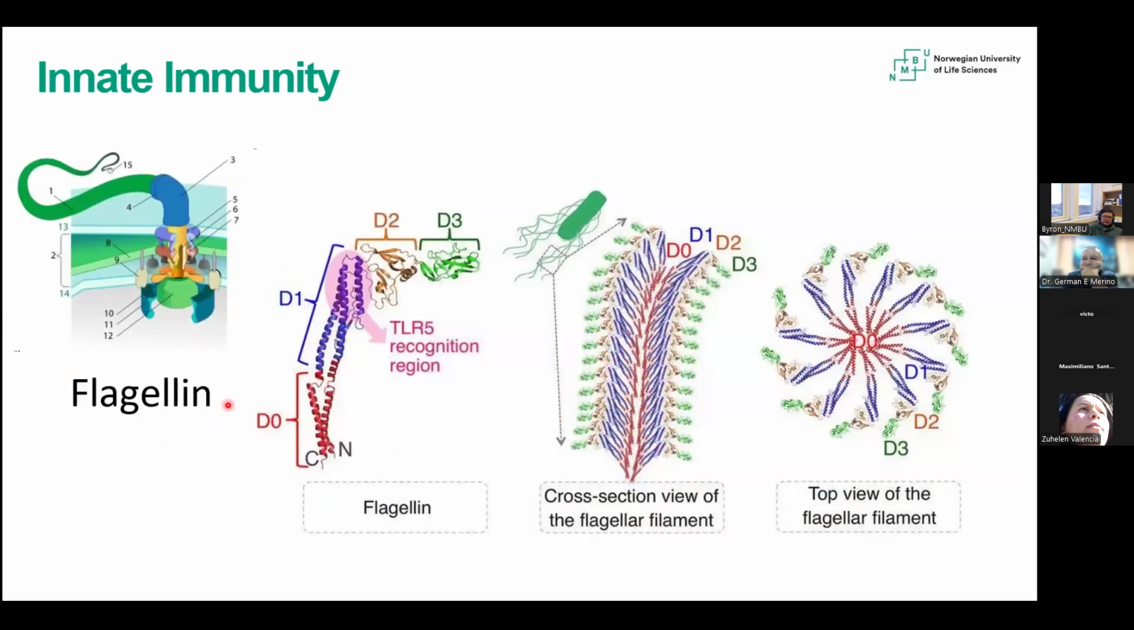As I say, flagellin is a really good example, because it's detected by TLR5, the toll-like receptor, and in fish we have a membrane but also a soluble form. So both can modulate the response of the host.